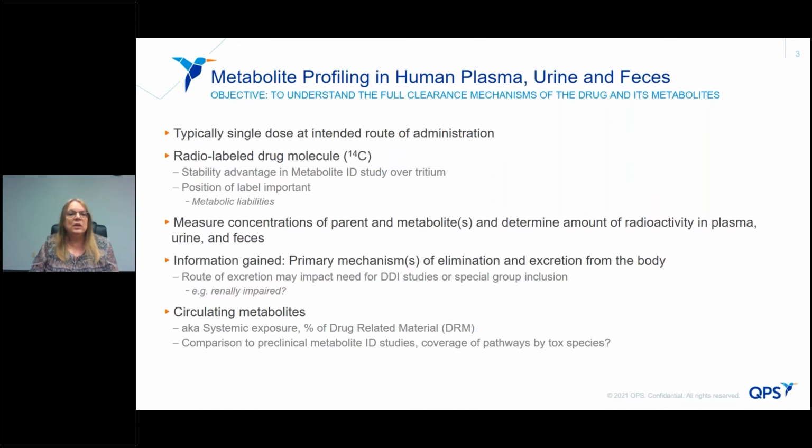Drug-drug interaction studies can be necessary if, say, you have a compound that's renally cleared almost completely, and then you may need to worry about renally impaired people. Circulating metabolites, also known as systemic exposure, and the percent of drug-related material. What you want to do with that information is you want to compare it to the preclinical metabolite ID studies and see if the preclinical species have coverage of those particular pathways and metabolites.